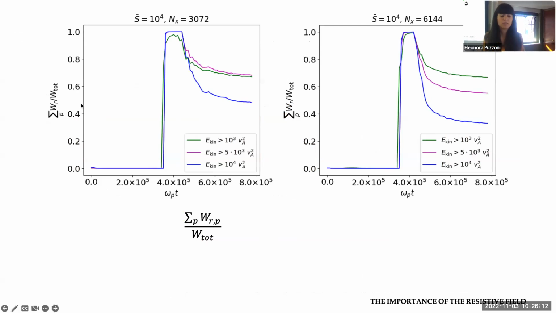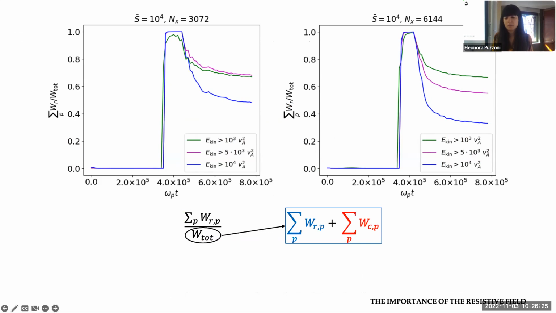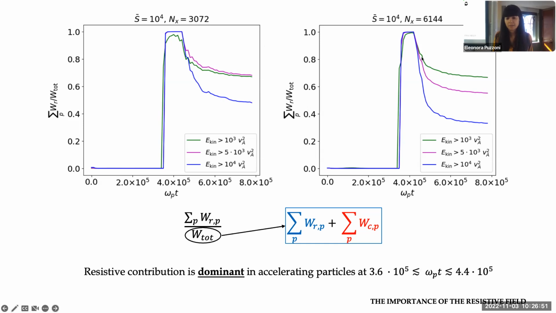Then we decided to plot the fractional energy gained by the particles over time. And this is due to the resistive electric field. In fact, here W dot also includes the work done by the convective electric field. You see different colors here because we decided to consider only the particles that at the end of the computational time reach at least this energy, and we repeated the plot for different grid resolution. So we clearly see that the resistive term dominates in accelerating particles in this time interval.